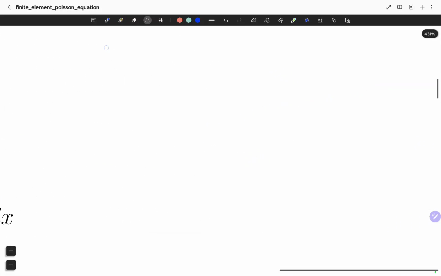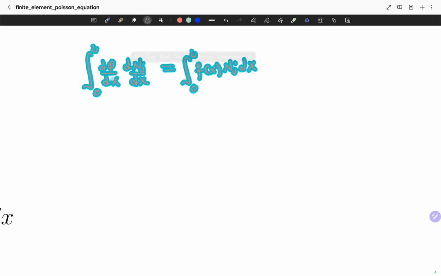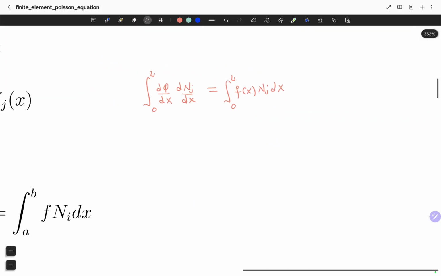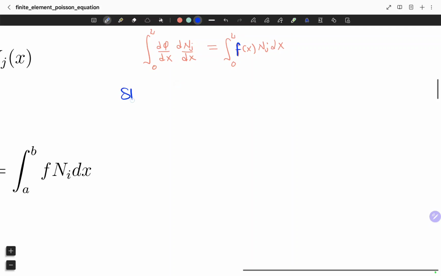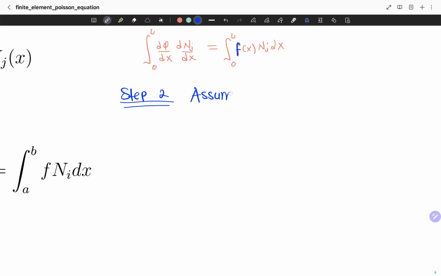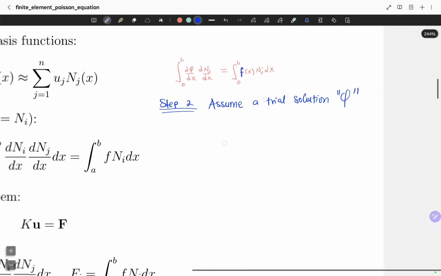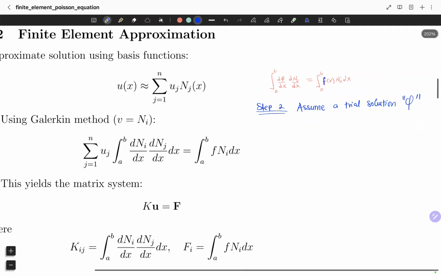Because you have this, let's paste it here. You now have this. So that's step 1, we're done. So step 2, assume a trial solution psi. We don't know psi, but we can assume a trial solution using basis functions.